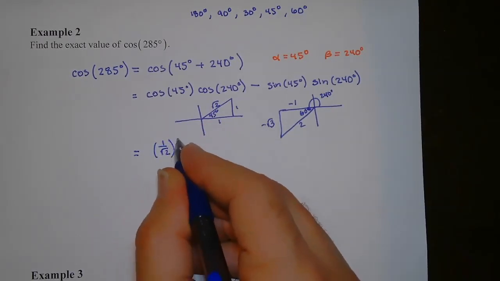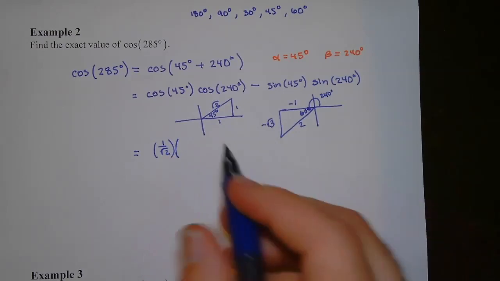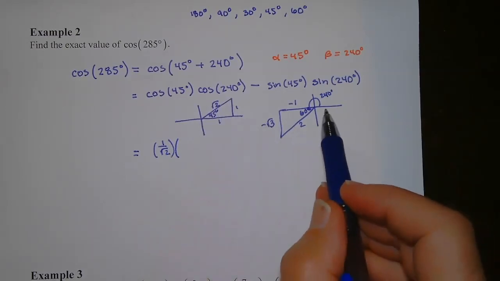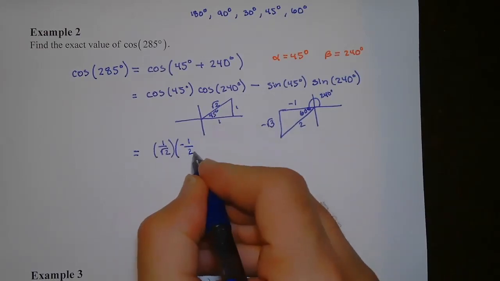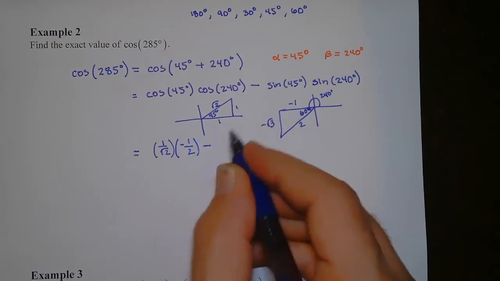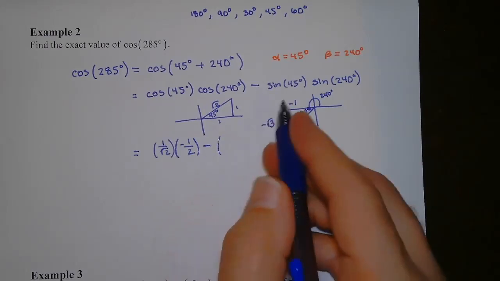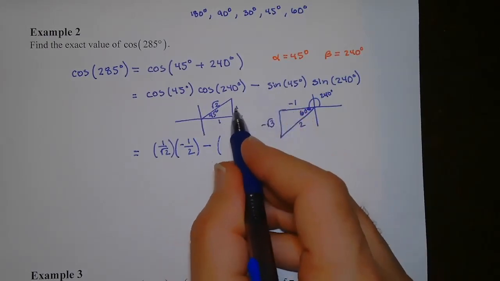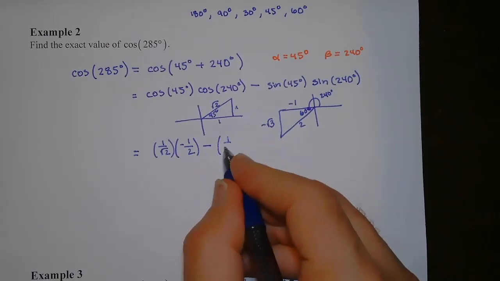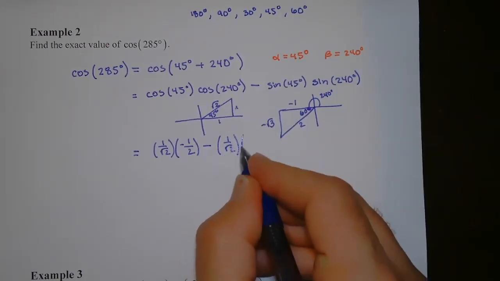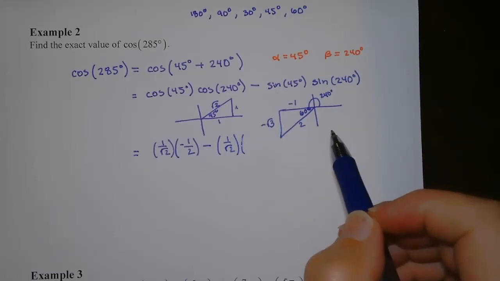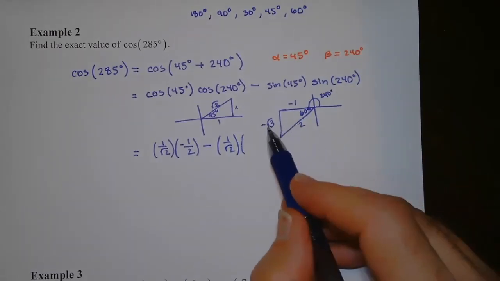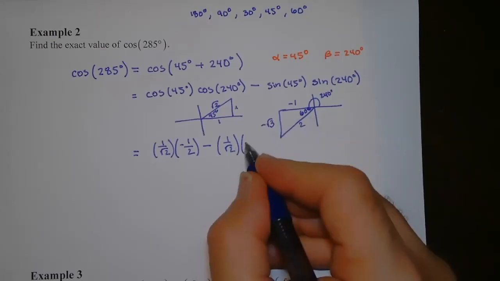If you wanted to write it directly, just writing square root of 2 over 2, that'd be fine. Cosine of 240 degrees would be -1 over 2. And then minus, right, because it's minus, sine of 45 degrees would be 1 over the square root of 2. Again, you could write square root of 2 over 2 times sine of 240 degrees. So sine of 240 degrees would be negative square root of 3 over 2.